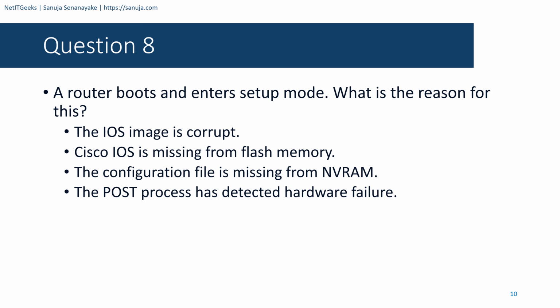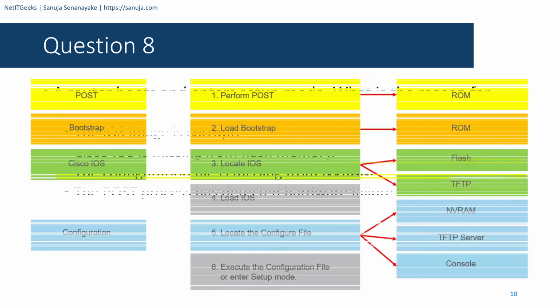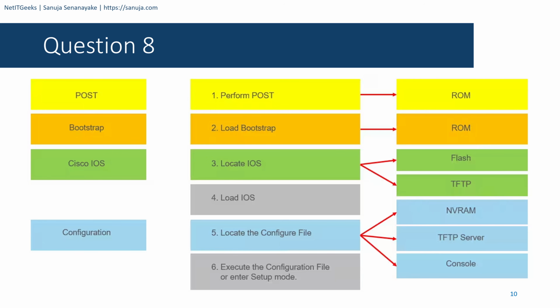So why would a Cisco router boot into a setup mode? I will give you the answer. The reason it does that is because the configuration file is missing from the NVRAM. If the configuration file is not there, the Cisco routers will always boot into the setup mode. Why is this? Because if you look at how the Cisco bootstrap sequence works, we have POST and then we have the bootstrap right after that.